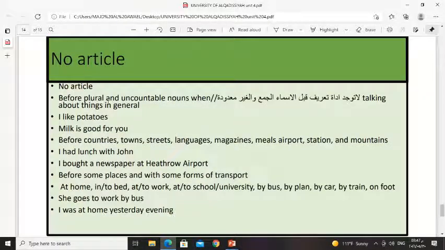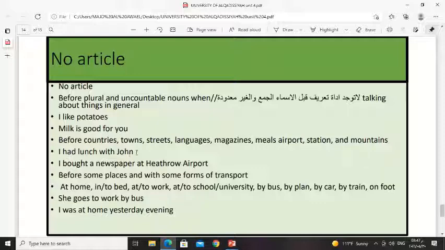No article before plural and uncountable nouns. There is no definite article before plural and uncountable nouns, talking about things in general as well. I like potatoes. Here potatoes is plural. Milk is good for you. We cannot say a milk because milk is uncountable. Now, no article before countries, towns, streets, languages, magazines, meals, airports.